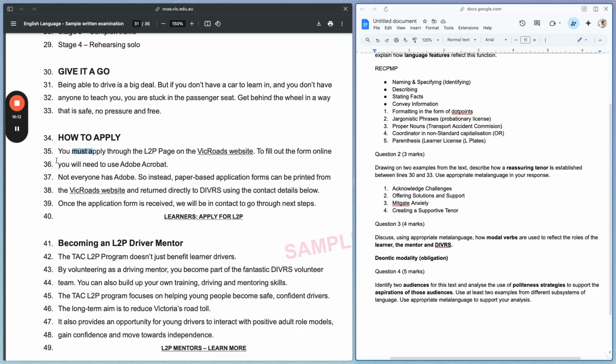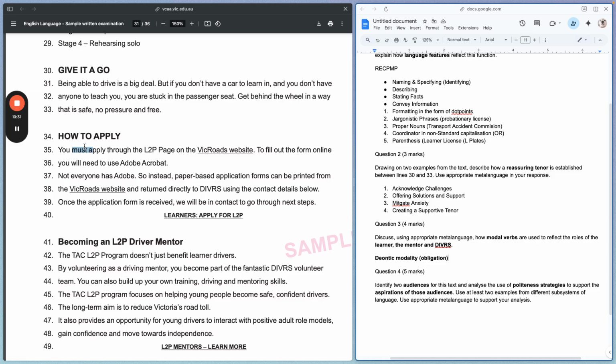And so they say "you must apply through the L2P page." It doesn't just suggest a sort of action. It imposes onto the learner a mandatory requirement, and that reflects DIVRS's authoritative role in setting the expectations, the procedural guidelines of the L2P program, and it creates this sort of clear hierarchy between the learner and the DIVRS, where they are expected to comply with these prescribed actions.